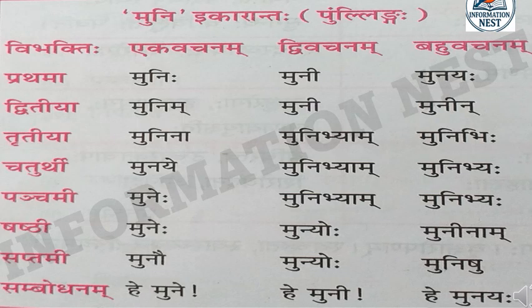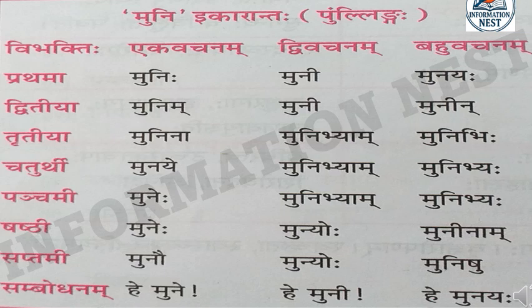Welcome back, everyone. We have already seen how words ending in A are like Bala behave. But today we are moving to a new group, Ikaranta Pullinga. These are masculine words that end with a short I sound. Our model word is Muni, which means a sage or a saint. Once you learn this, you can easily use words like Kavi, poet, Rishi, Shir, or even Hari.